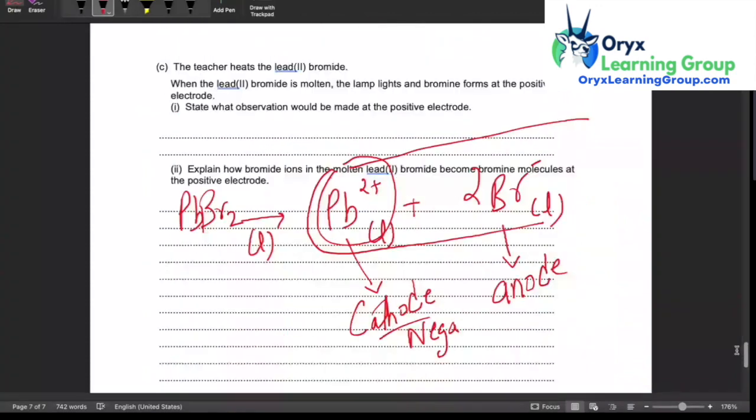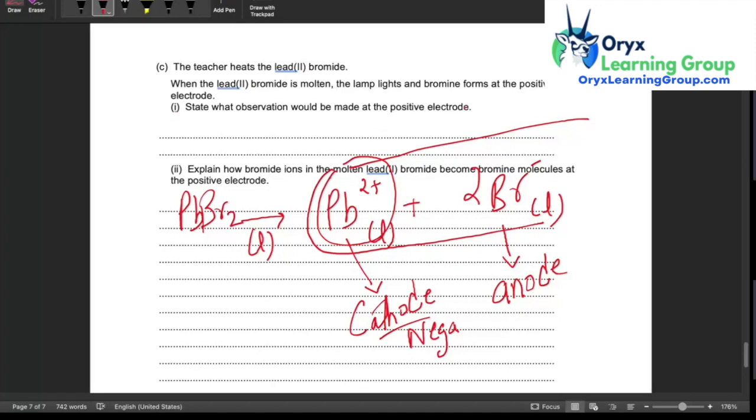So it says, state what observation would be made at the positive electrode. You can see that at the positive electrode, bromine is being formed. So what will be the observation? See, when they ask you observation, it means that it should be visually you can see, right? So what you will see is there is a brown liquid coming up, and then there is a smell also coming up, which is of bromine. Clear with this? I don't understand how you got there would be a brown observation.